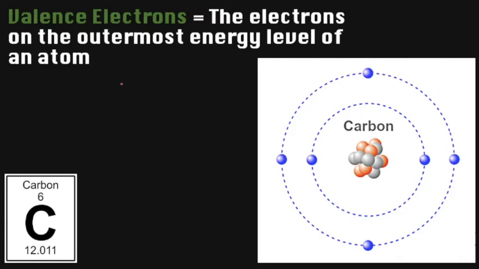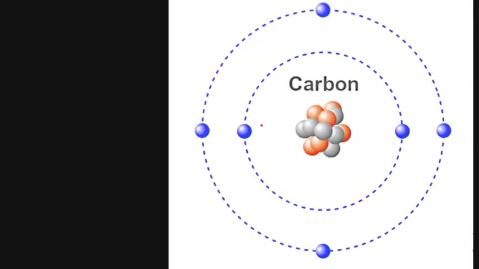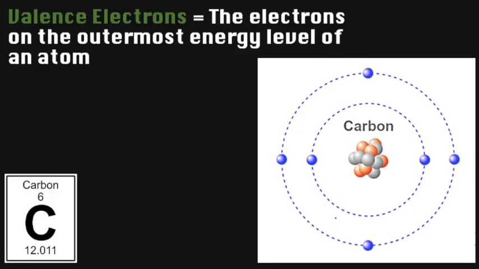Now, valence electrons are the electrons on the outermost energy level of an atom. So take this example here with carbon, right? This carbon atom has 6 protons and 6 neutrons, and it has 6 electrons, but understand something. 2 of them are on this closer energy level, and 4 of them are on the outer energy level. So how many valence electrons would this carbon atom have? And the answer, of course, is that there are 4 valence electrons.